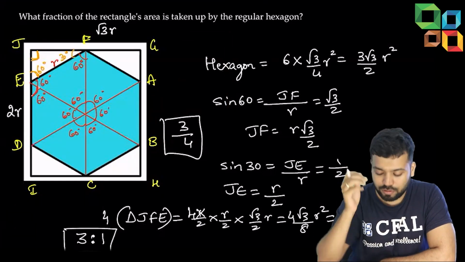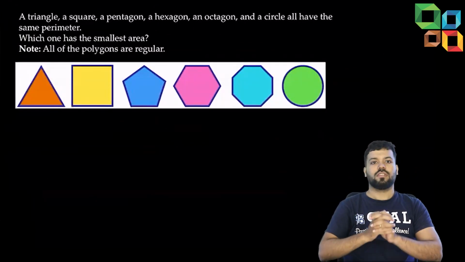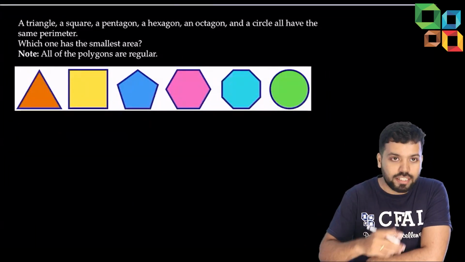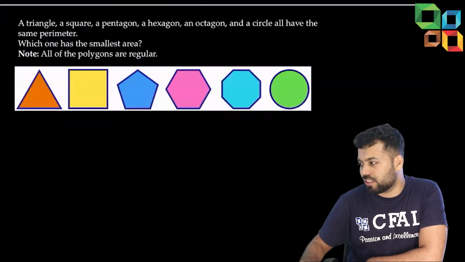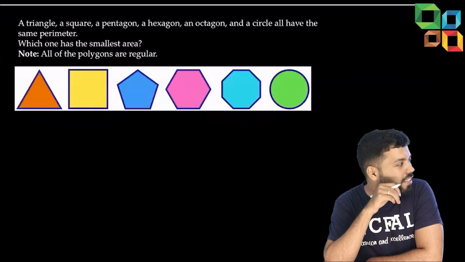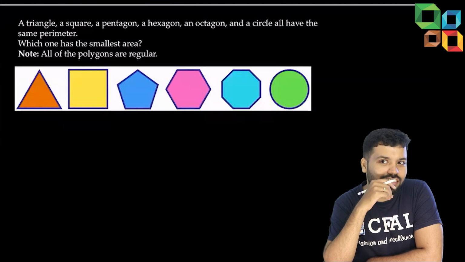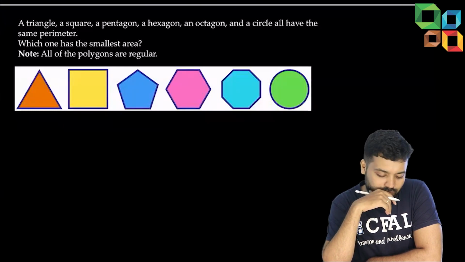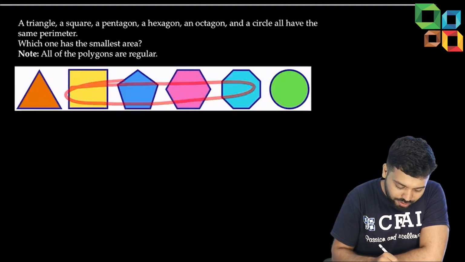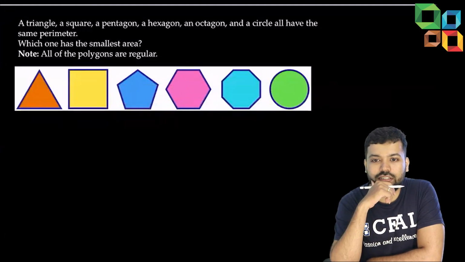Okay, we'll go to this question now. We'll continue the problem. So what's the answer? Did you try, students? It should be triangle or circle. You ignore the rest of the things. If it's the fight between triangle and circle, which one will have the smallest area?